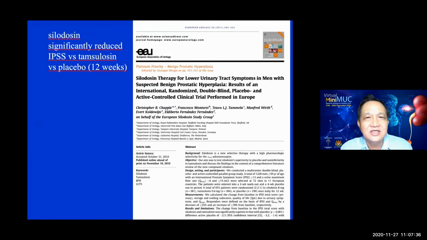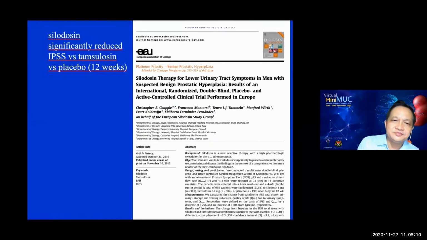Okay, now we go through a few studies. The first study is reported by our good friend Christopher Chapple, the Secretary General. I think he's still Secretary General of EAU, and he does most of these functional studies. They show that it is as good, a non-inferiority study. The change from baseline for IPSS score is shown for silodosin, which we are going to use, and tamsulosin, which we have been using for a long time. They are as good.